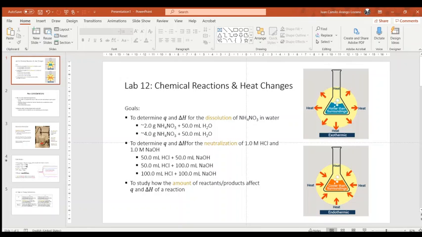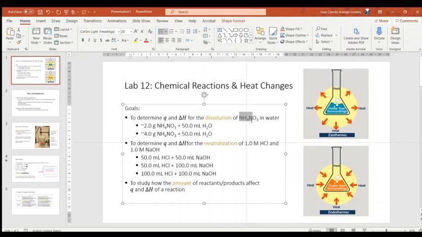Hello guys, this is going to be the video for laboratory number 12, which is going to be chemical reactions and heat changes. A few of the goals for this laboratory: you will be performing two different reactions. The first one is going to be between ammonium nitrate and water. The second one is going to be a neutralization, as those you have seen so far, between hydrochloric acid and sodium hydroxide. These are the different conditions you will need to consider further for these reactions to go on.